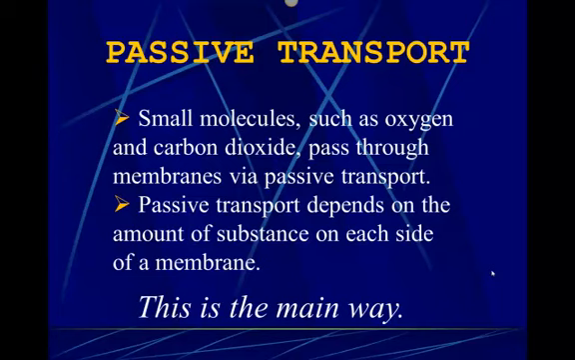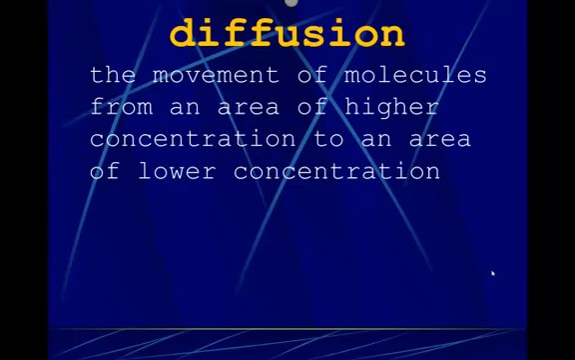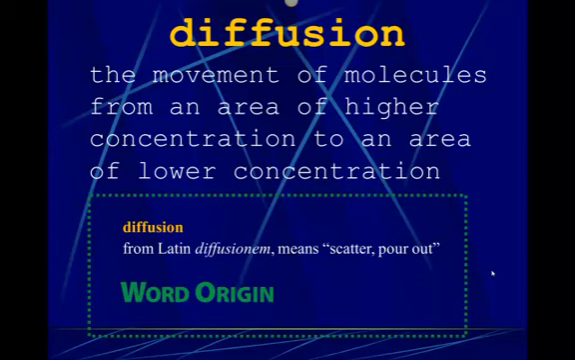Passive transport depends on the amount of the substances on each side of the membrane. And that's what we're going to look at, what then causes the rate of diffusion. Two main forms of passive transport: diffusion and osmosis. We're going to look at diffusion first. Diffusion is the movement of molecules from an area of higher concentration to an area of lower concentration. It's like if you're going to put sugar in a drink. Okay? First of all, the drink doesn't have any sugar in it.